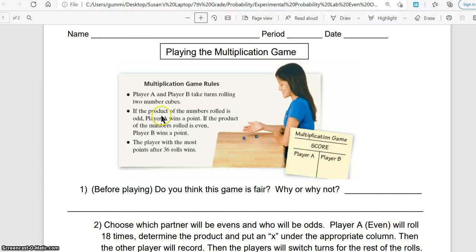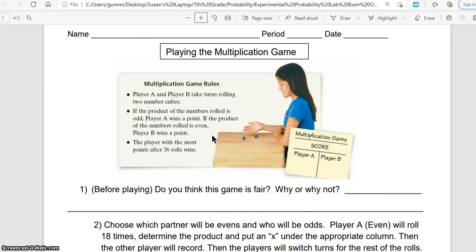Okay, so it says if the product of the 2 numbers rolled is odd, player A would get a point. If the product of the numbers rolled is even, player B wins the point. So basically, your job is to choose whether you want to be even or odd.